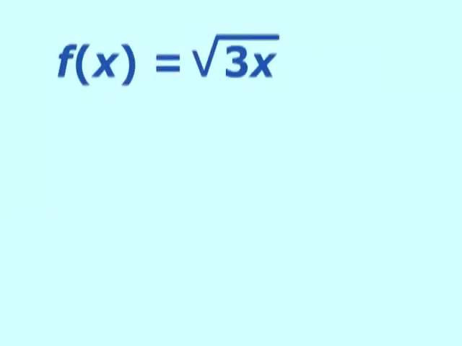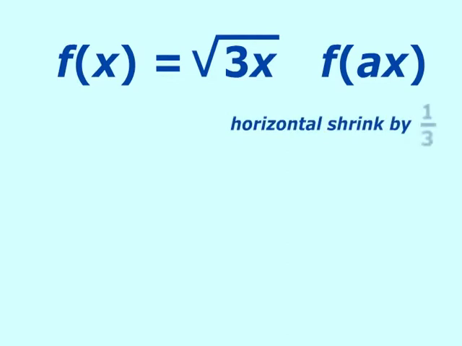We have f of x is equal to square root of 3x. This is one that is not common, and some people get very confused by it, but this is of the type f of a of x. It's a horizontal shrink by 1/3, and that's what we have to remember. It's a shrink horizontally by 1/3.